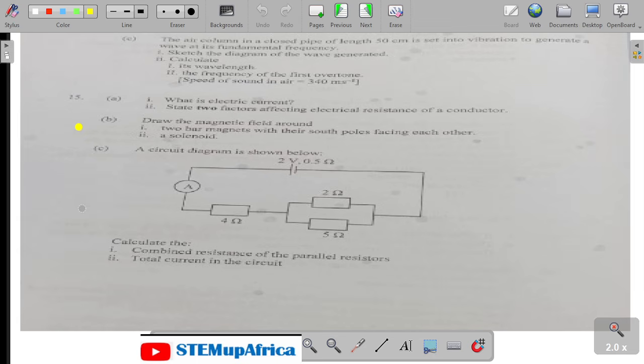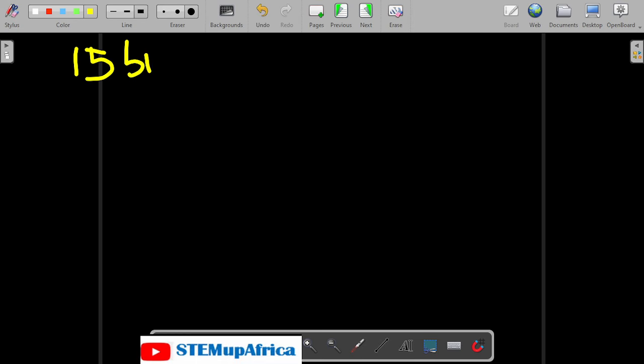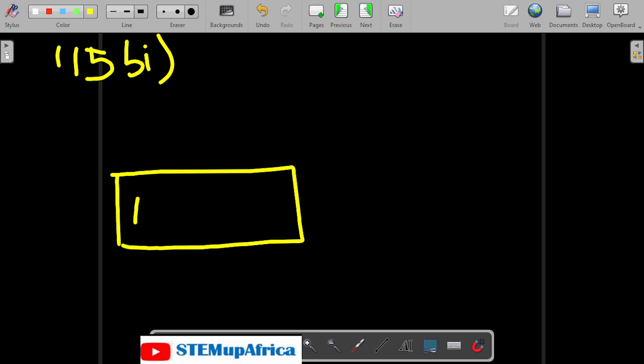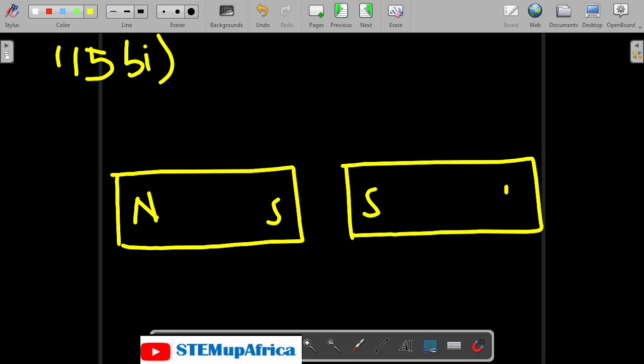So let's see question 15B. It says draw in the magnetic field round 2 bar magnets with their south poles facing each other. That's 15B Roman figure 1. So if their south poles are facing each other, this is what we have. Here is north south, then this is the other bar magnet. Here will be south north. So that means here is a neutral point.